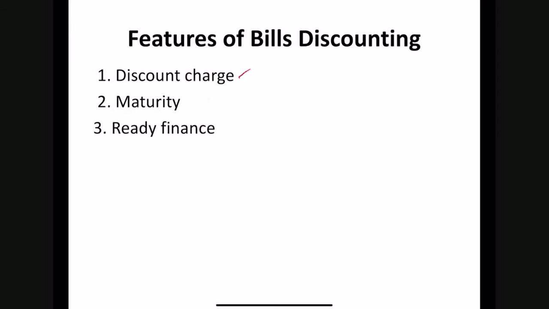One is discount charge. Second is maturity. Third is ready finance. So what is discount charge? Discount charge is one which includes the interest, fee or commission charged by the bank, or the administrative or maintenance expenses collected by the bank to finance the bill to a company.